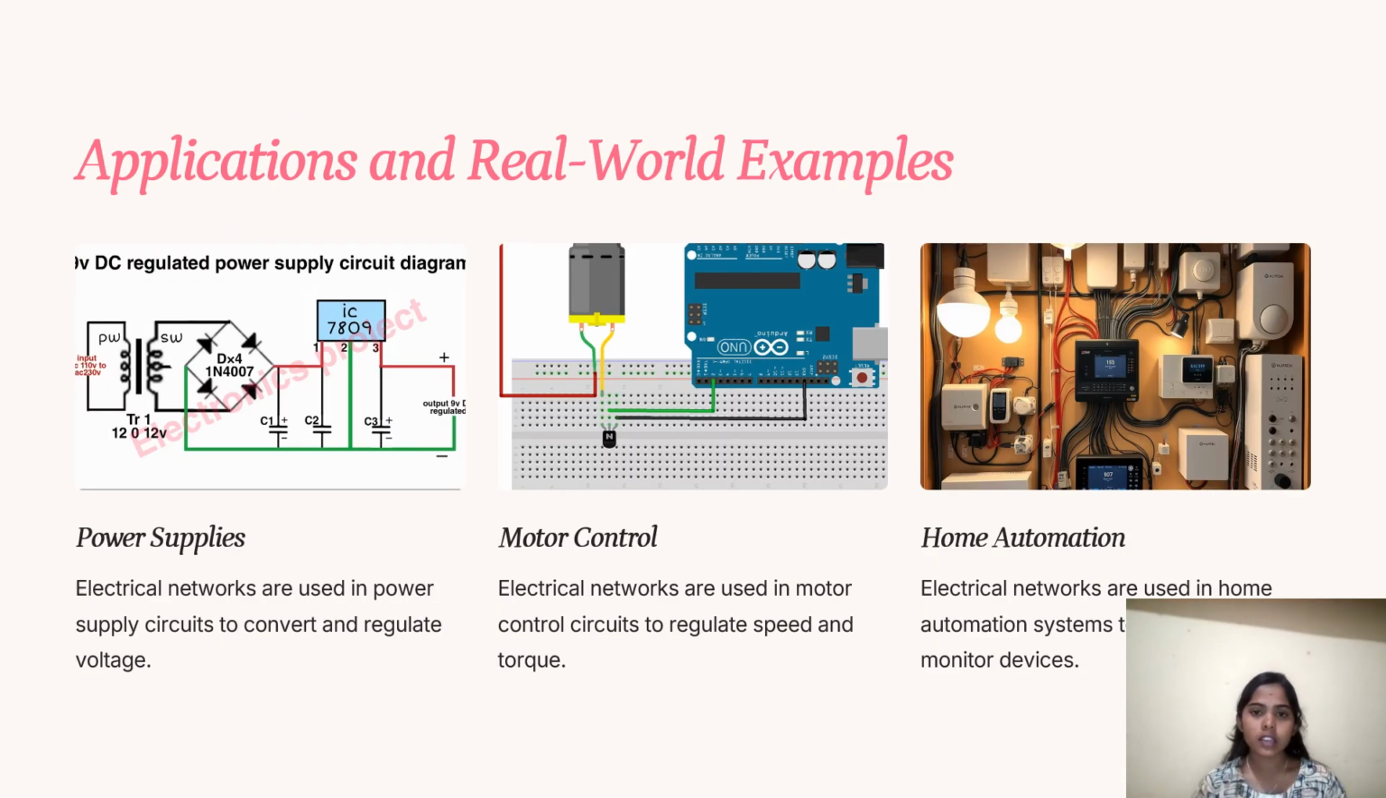Here are some applications and real world examples for electrical networks. First one is power supplies. Electrical networks are used in power supply circuits to convert and regulate voltage. Second one is motor control. Electrical networks are used in motor control circuits to regulate speed and torque. Third one is home automation. Electrical networks are used in home automation systems and to monitor devices. These are some basic examples of electrical networks.